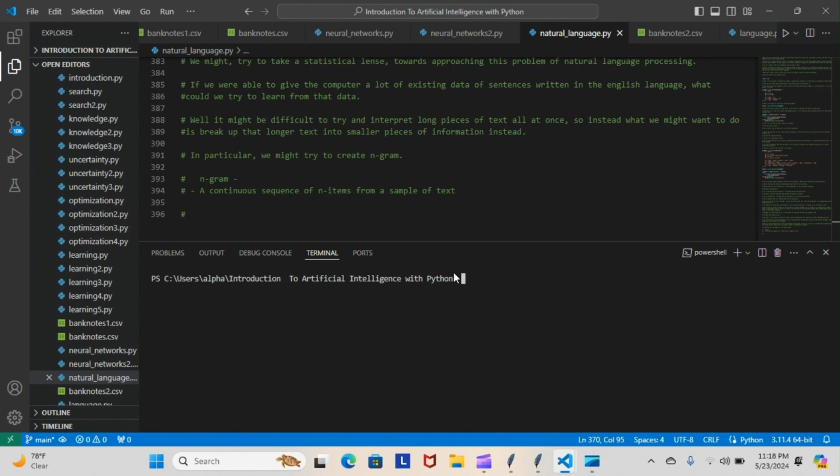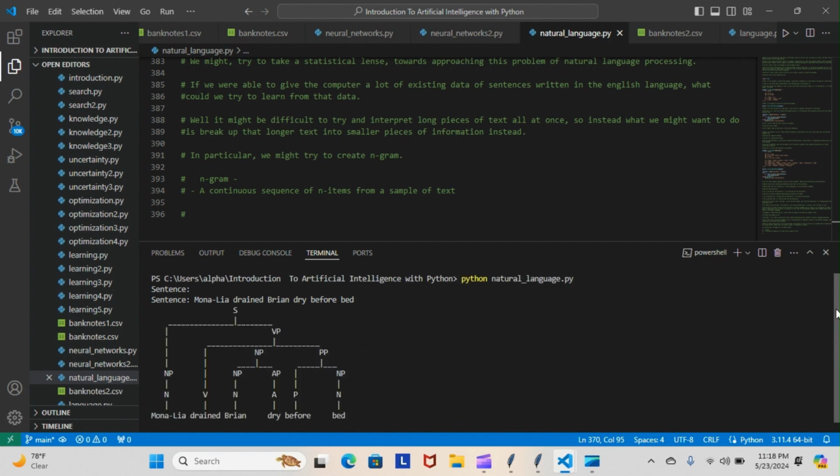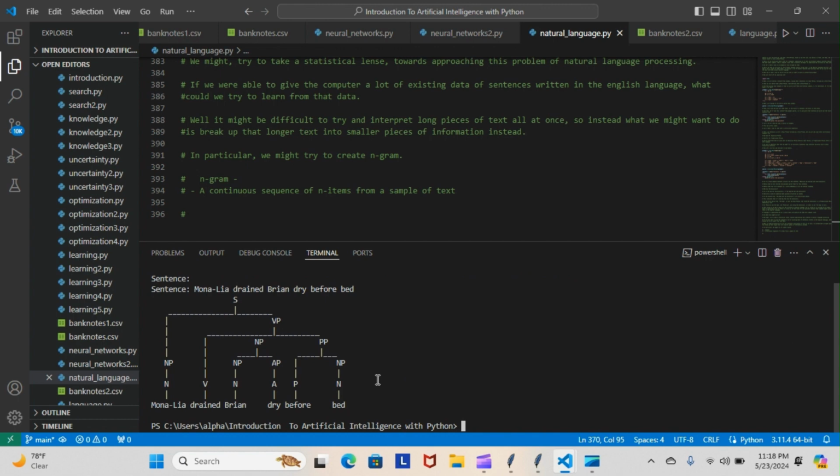I want to spice things up a little bit for you. First we're going to get rid of this first simple sentence, and then I'm going to enter a second sentence and see how many parse trees we get back with that one. It looks like we only got this one back, so that means it can only have one meaning.